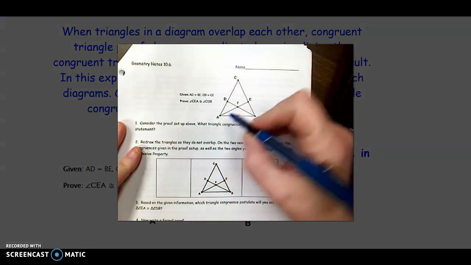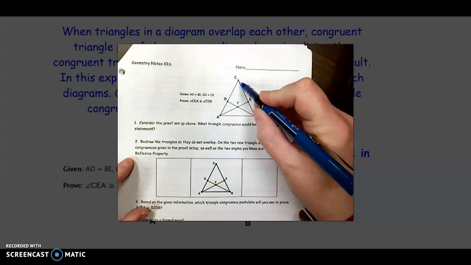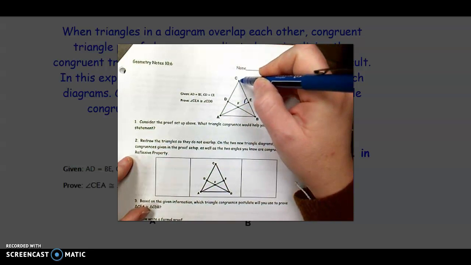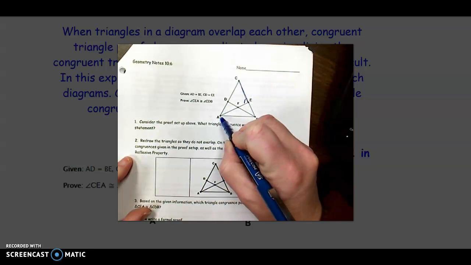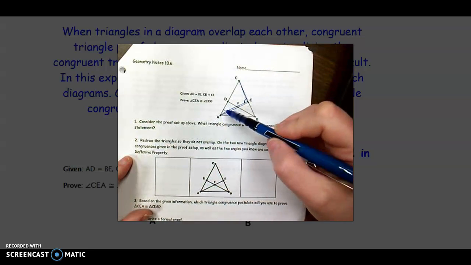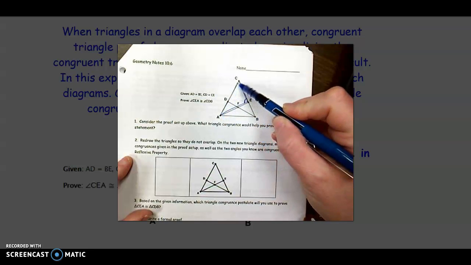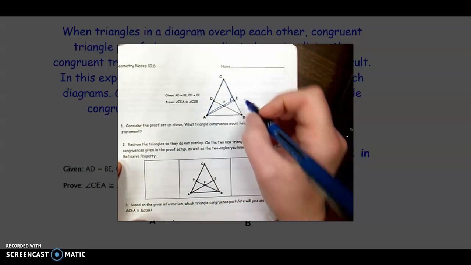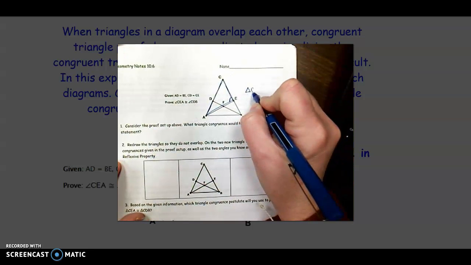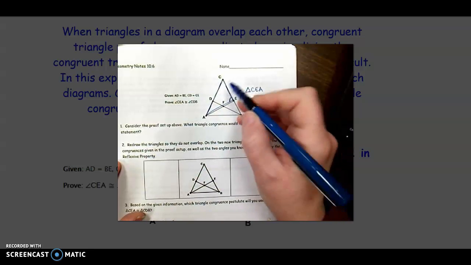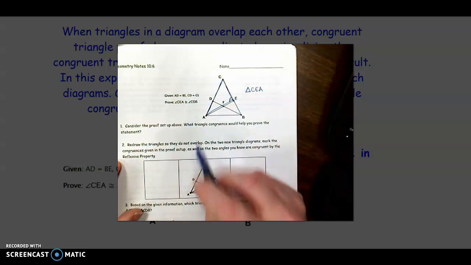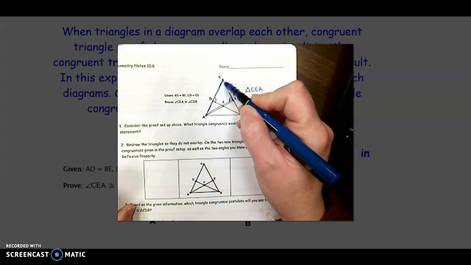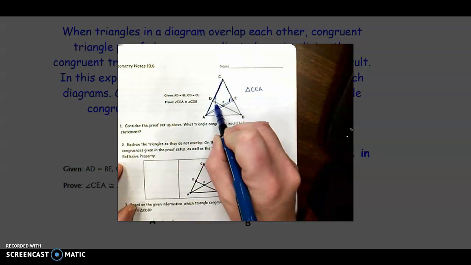So on your notes, if you look at the two angles in question, angle CEA is this angle right here. The sides of that angle are sides CE and AE. Those sides, if we pull them and connect them together, you'll see that we're talking about this triangle right here, which is triangle CEA.